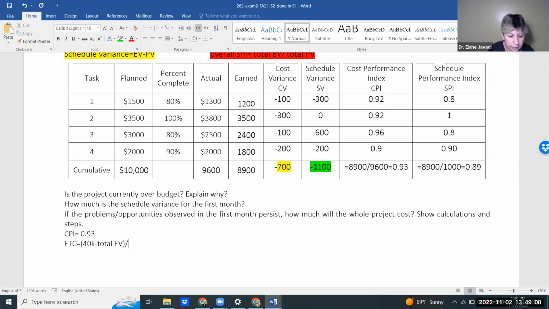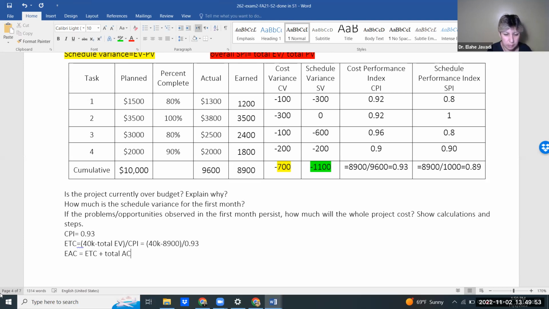Exactly. And then you want to divide that value by CPI. So you're going to put 40K minus that number, 8,900 divided by 0.93. I would need someone to be a savior here. Calculate that value for us. And then we do EAC equals ETC plus total AC so far.